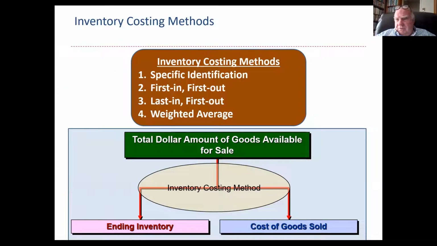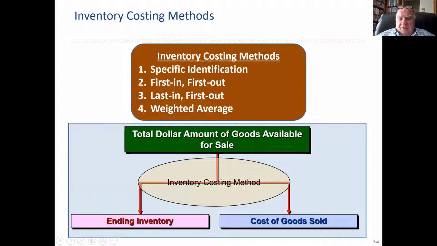10,000. That's your total. That's the total amount of units available for sale. You can't sell more than you had at the beginning, plus what you added to it. So at the end of the month, our job is to take the cost of those goods and decide how much of that cost goes out the door in the form of cost of goods sold, meaning we sold the units, we no longer have them, and how much remains in the ending inventory.